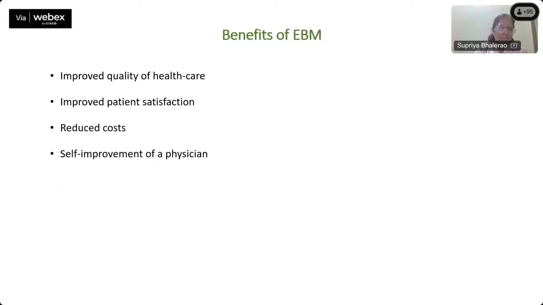So what are the benefits of EBM? It improves the quality of healthcare. It improves patient satisfaction because he is part of it.